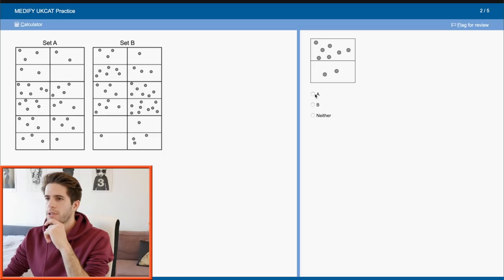This has more on the top than the bottom. It's going to be A. This has more on the bottom than the top. It's going to be B. This has more on the bottom than the top. It's going to be B. And this is the same. It's going to be B.